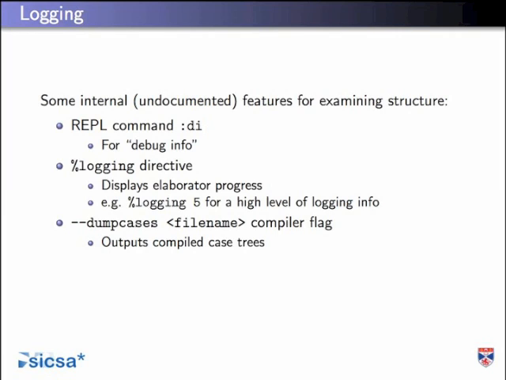You can get an idea of which bugs I've had to fix by looking at what the output of logging is. Also, the dump case is compiler flag. This takes a file name as a parameter, and will give you an output of the case trees that actually get compiled. It tells you the program that you're actually running. You can see which things have been erased, for example. You can see what the case trees look like, so what it was actually pattern matching on, and so on.